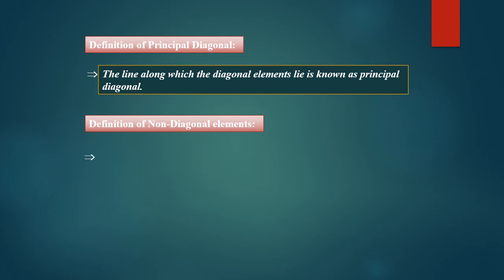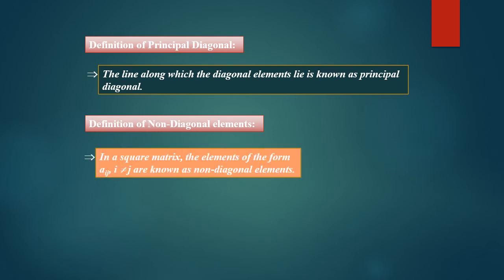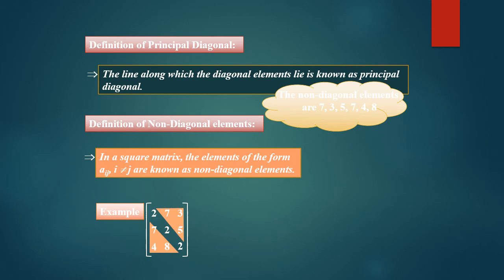So, definition of non-diagonal elements. In a square matrix, the elements of the form Aij where i is not equal to j are known as non-diagonal elements. Example: 2 7 3, 7 2 5, 4 8 2. So in this example the shaded elements indicate the non-diagonal elements. So the non-diagonal elements are 7 3 5 and 7 4 8.